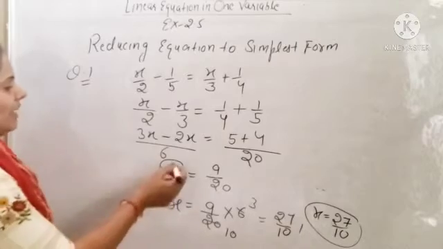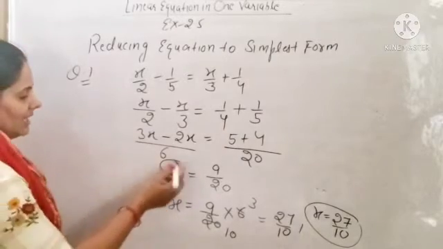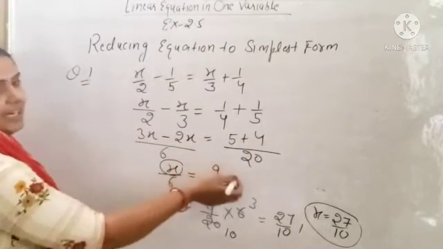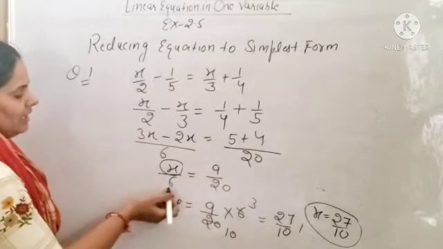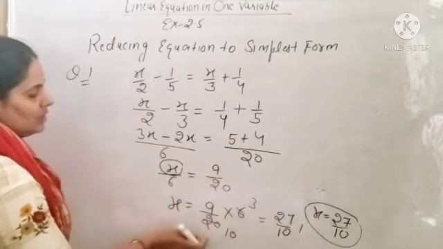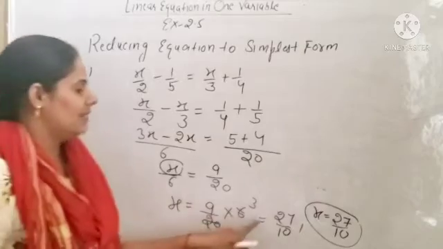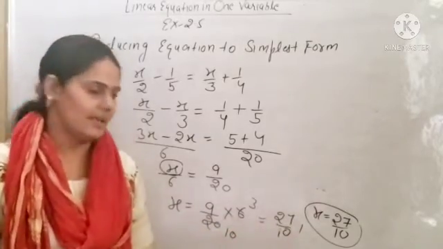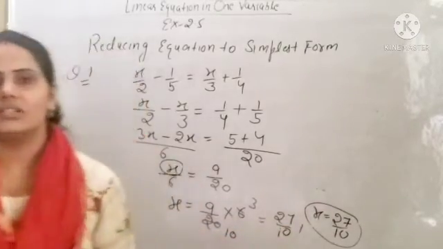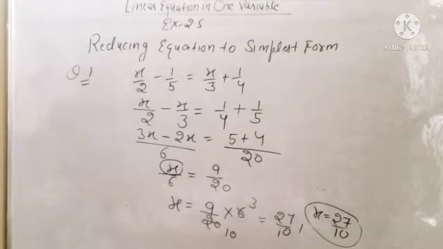Clear? Now you have to find out the value of the variable x. So 6 you can take to the right hand side. It is given in division, so if you take it to the right hand side, it will come in multiplication. Cancel out the numbers and you will get the value 27 by 10. So what is the value of x? You can say it will be 27 by 10.